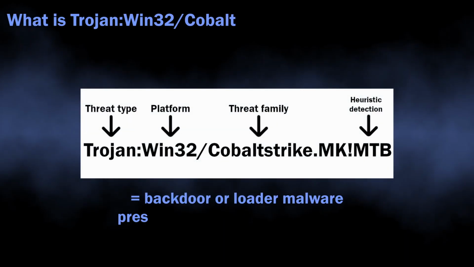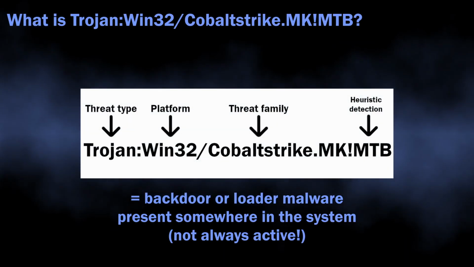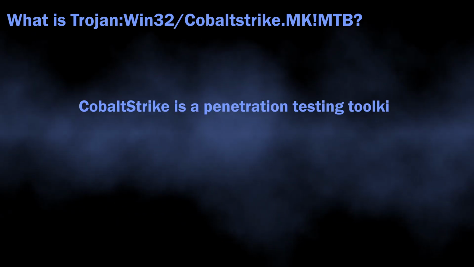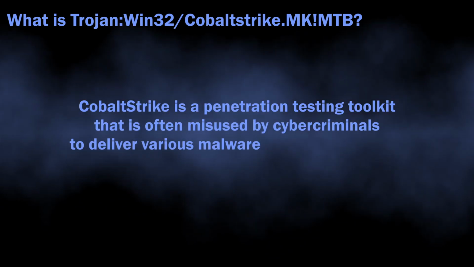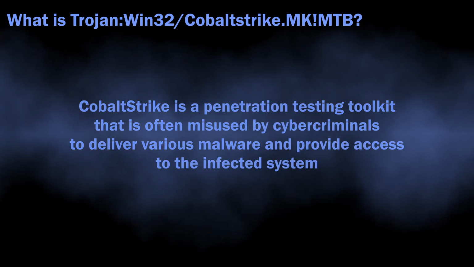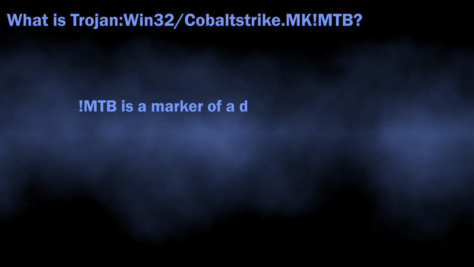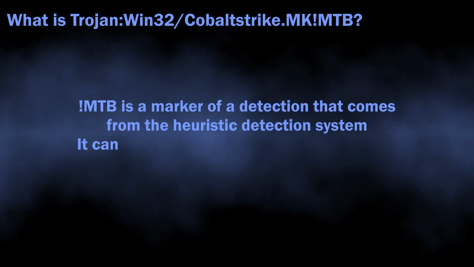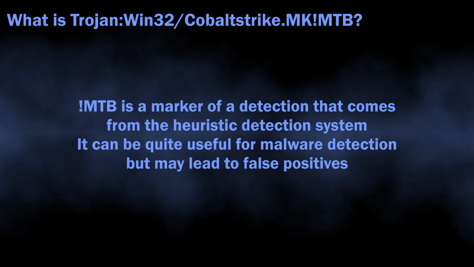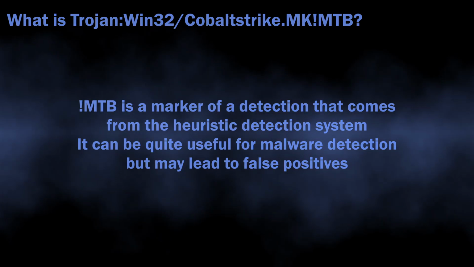So normally, Trojan Win32 Cobaltstrike.MK MTB detection flags a backdoor malware or a loader in the system. Cobaltstrike is the name of a penetration testing toolkit that is often hijacked by cybercriminals and used for malware injection. The MTB ending corresponds to the heuristic detection system being used, which is an important detail for understanding whether you should worry about this detection or not.